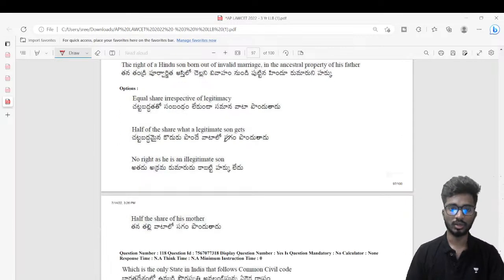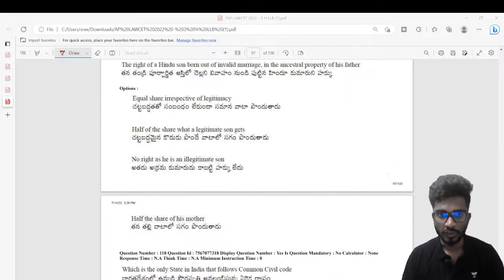The right of a Hindu son born out of invalid marriage in ancestral property of his father.